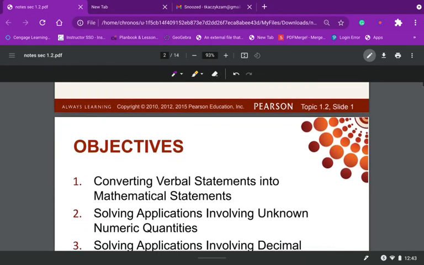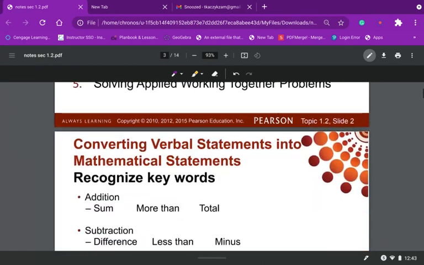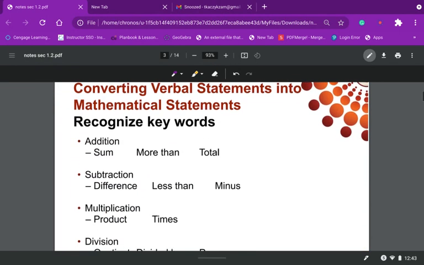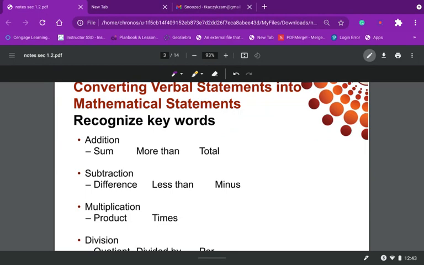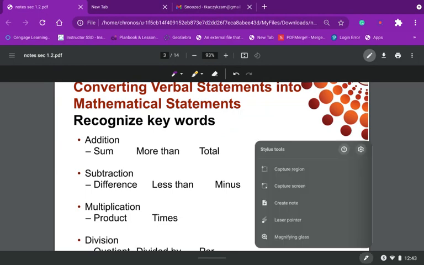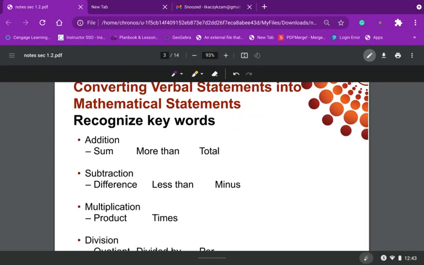Okay. So, going to go straight to problems. Before we start solving the word problems, just a couple of reviews. We have to recognize the keywords, especially at the beginning of section 1.2, when you have to translate a sentence into mathematical expressions and equations.